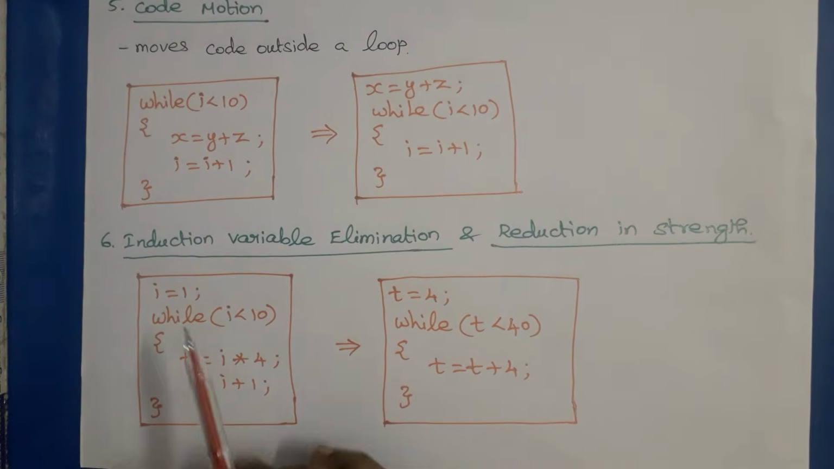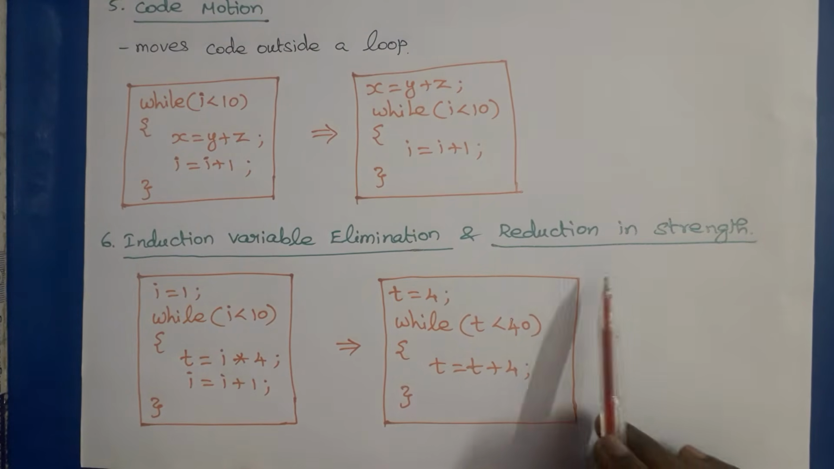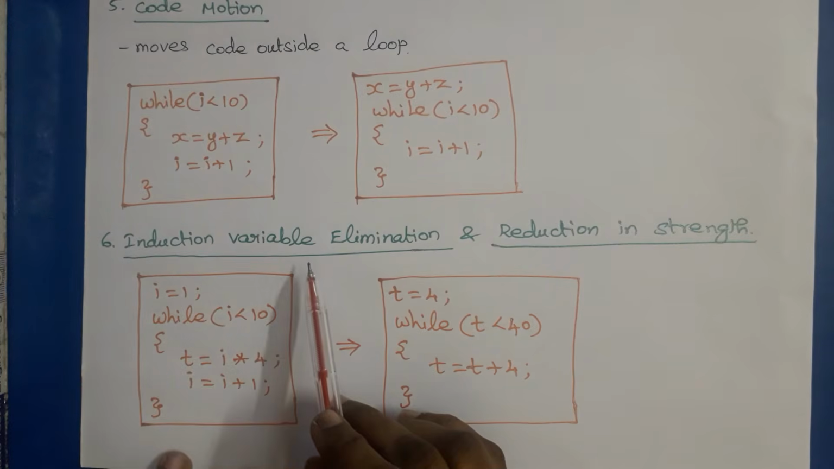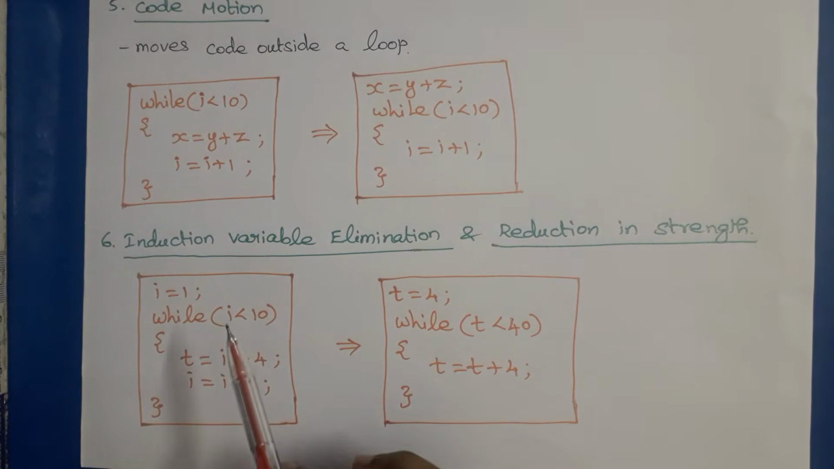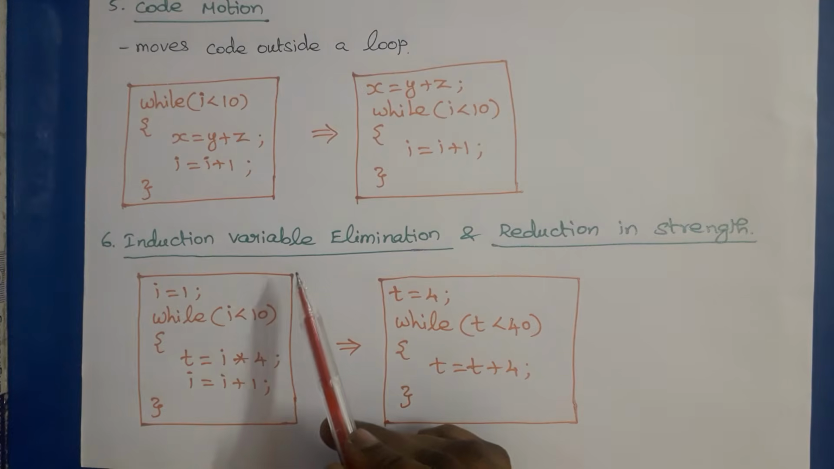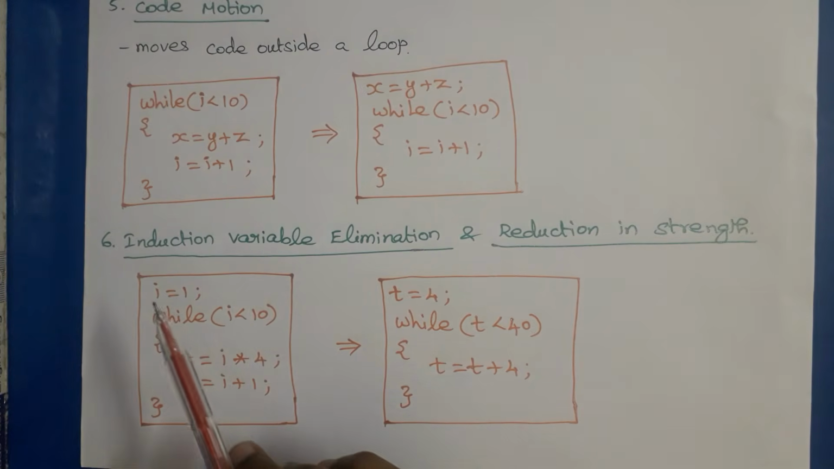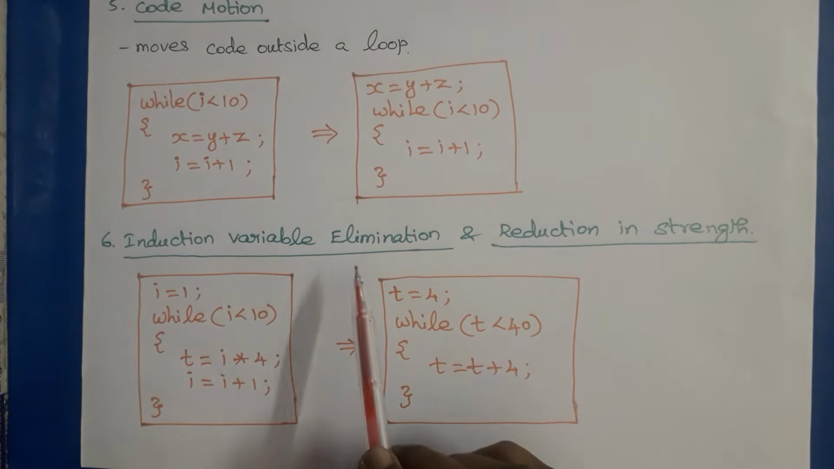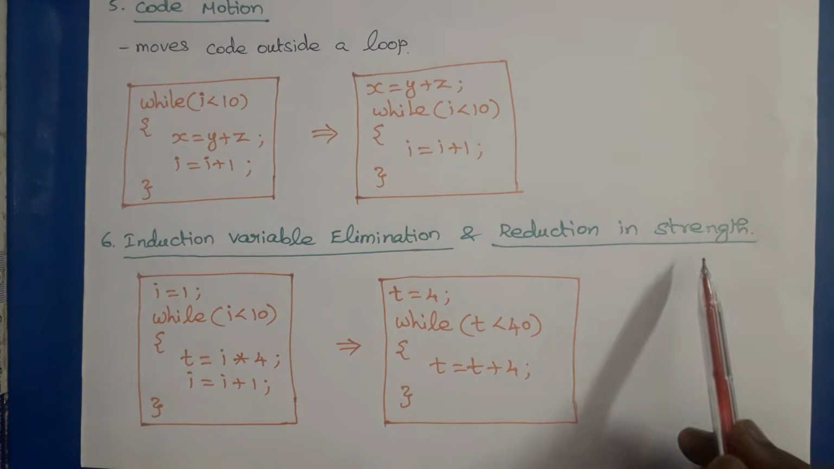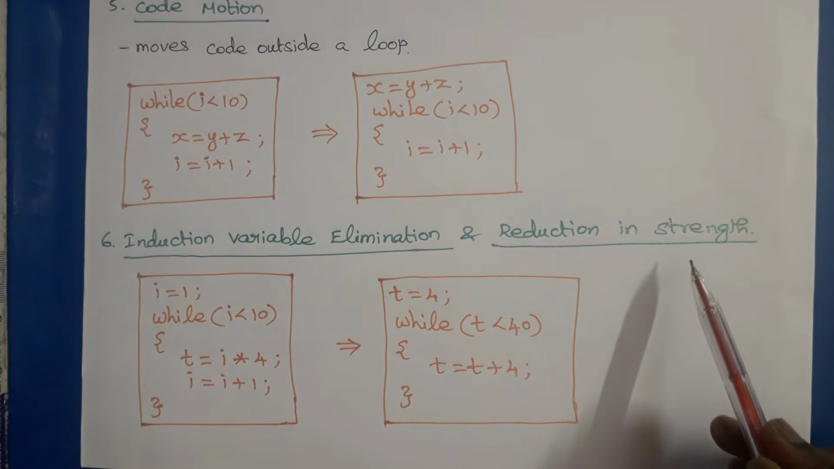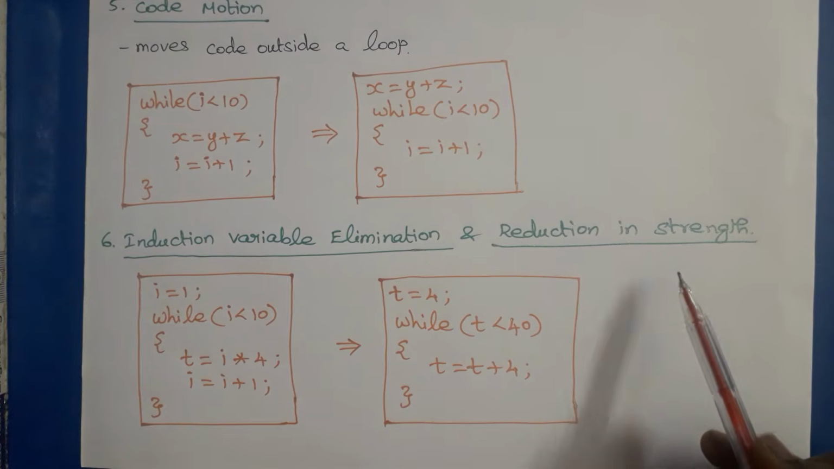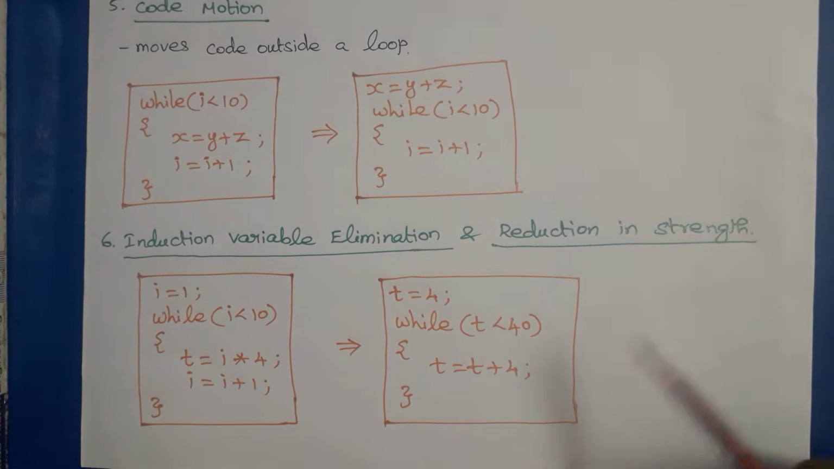The final one is induction variable elimination and reduction in strength. An induction variable is one that depends upon the loop control variable like i, j, etc. So that type of induction variable must be eliminated. And reduction in strength means expensive operations must be replaced by cheaper operations. That is, complex operations must be replaced by simpler operations. For example, multiplication can be replaced by addition, division can be replaced by multiplication, etc.